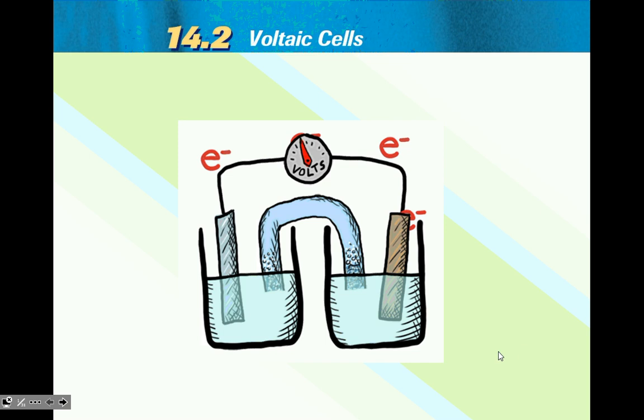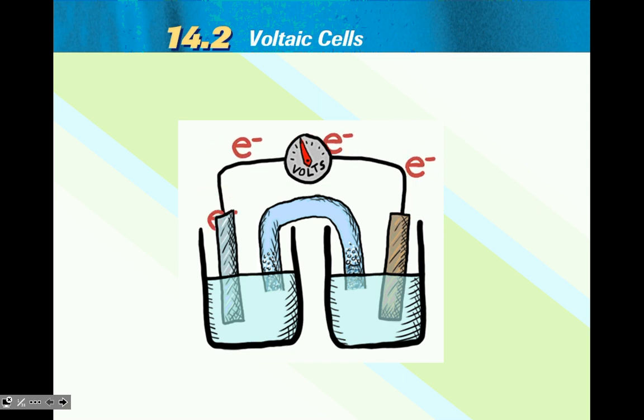Hello and welcome to Voltaic Cells 14.2. We're going to have this in two installments, part one and part two. Right now we're just going to look at part one. For part one, we're going to take a look at what a voltaic cell is, how to figure out the anode, the cathode, and good stuff like that.